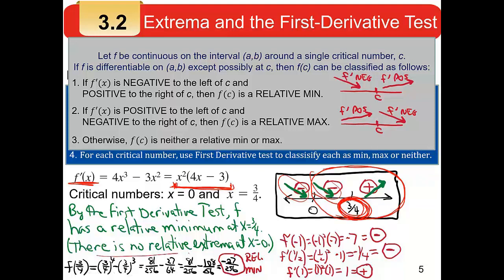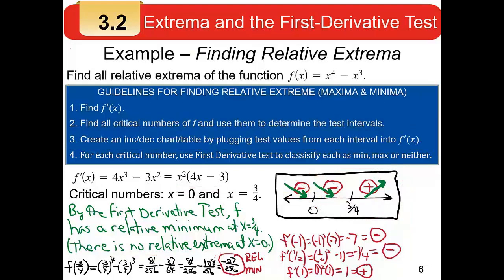and do the calculation. And I won't do it here. I show it, but I'm not going to talk my way through it. It comes out to be -27/256. And remember, that number, -27/256, was obtained by plugging back into the original function, not into the derivative. So be really careful about that.